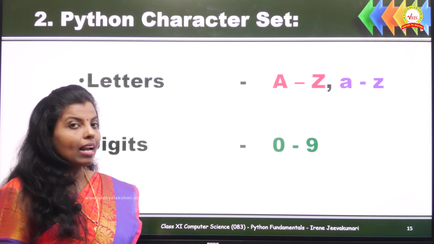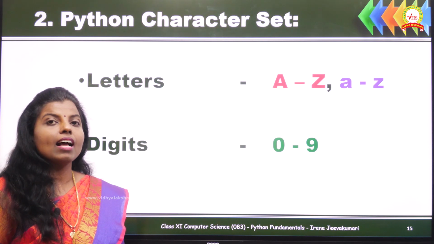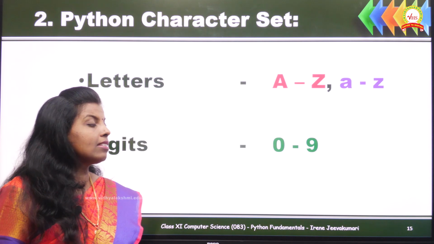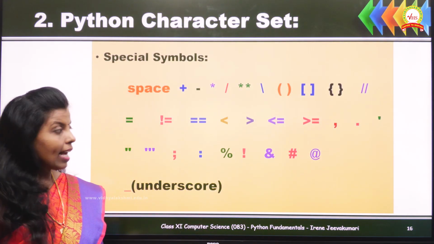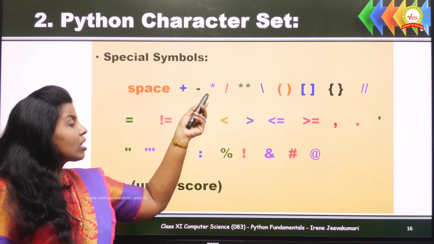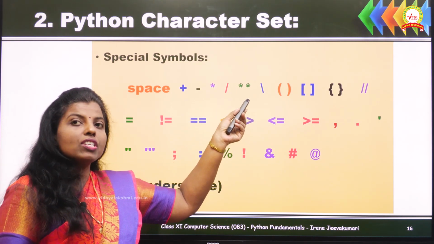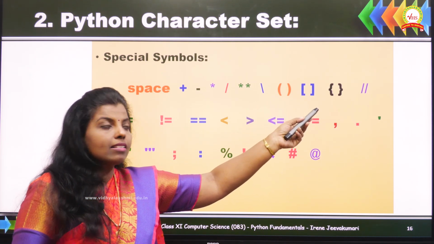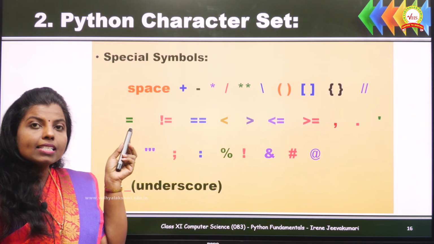Now, Python programming language can recognize all the uppercase letters A to Z and lowercase letters small a to z, and it accepts all the digits 0 to 9. And when it comes to special symbols, it accepts space, plus, minus, asterisk or multiplication symbol, forward slash, exponentiation symbol, backward slash, parenthesis, square brackets, curly braces, floor division symbol, and assignment operator.